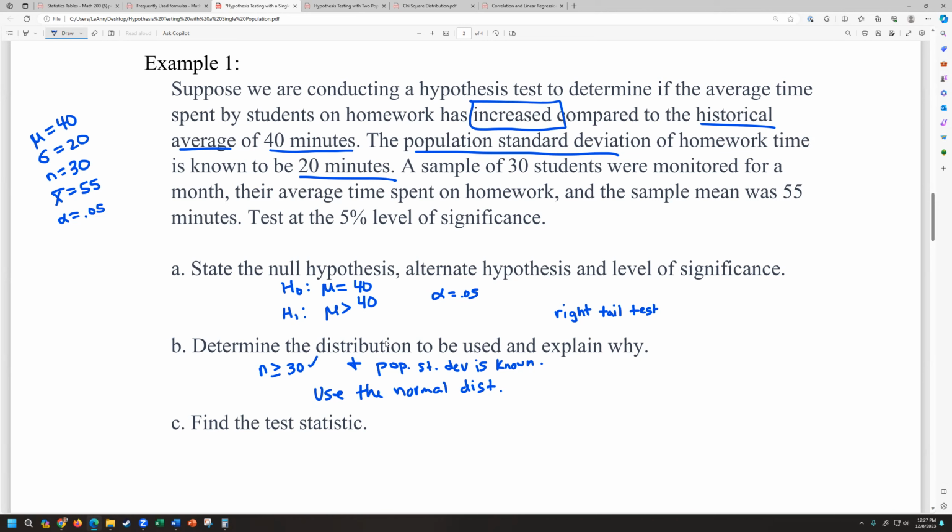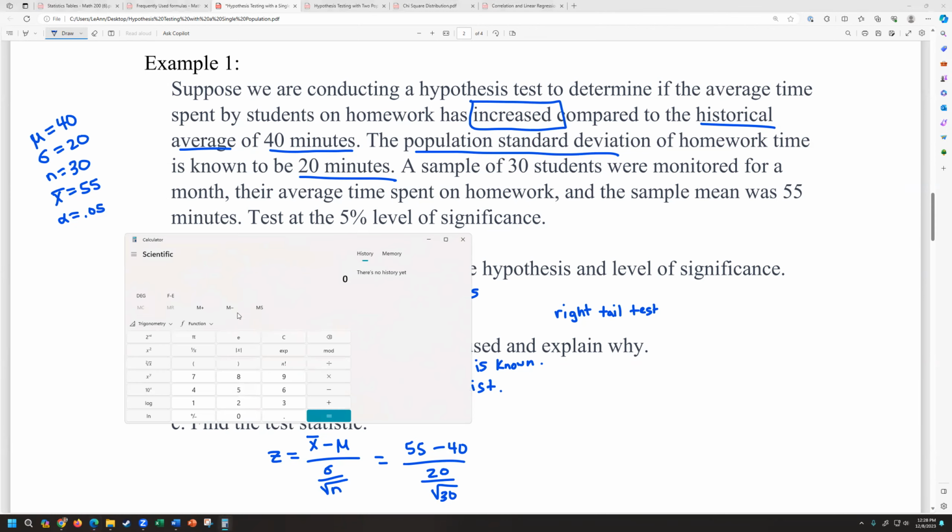So that determines, remember, our test statistic formula. Our test statistic formula is going to be Z equals X bar minus population mean, so sample mean minus population mean, over population standard deviation divided by the square root of the sample size. So let's plug in our values. That's going to be 55 minus 40 over, the sigma was 20, and then square root of 30.